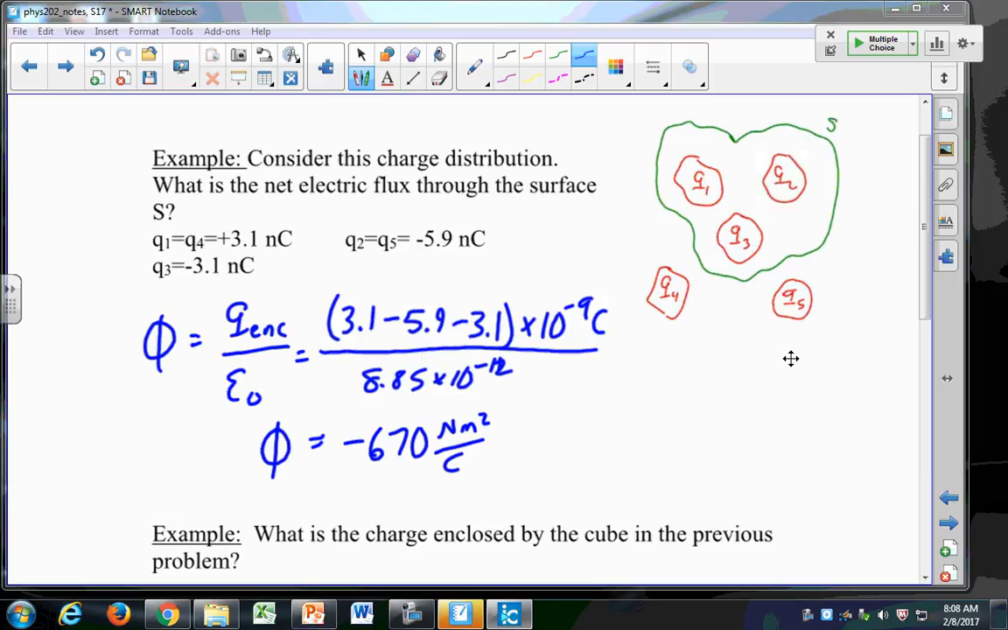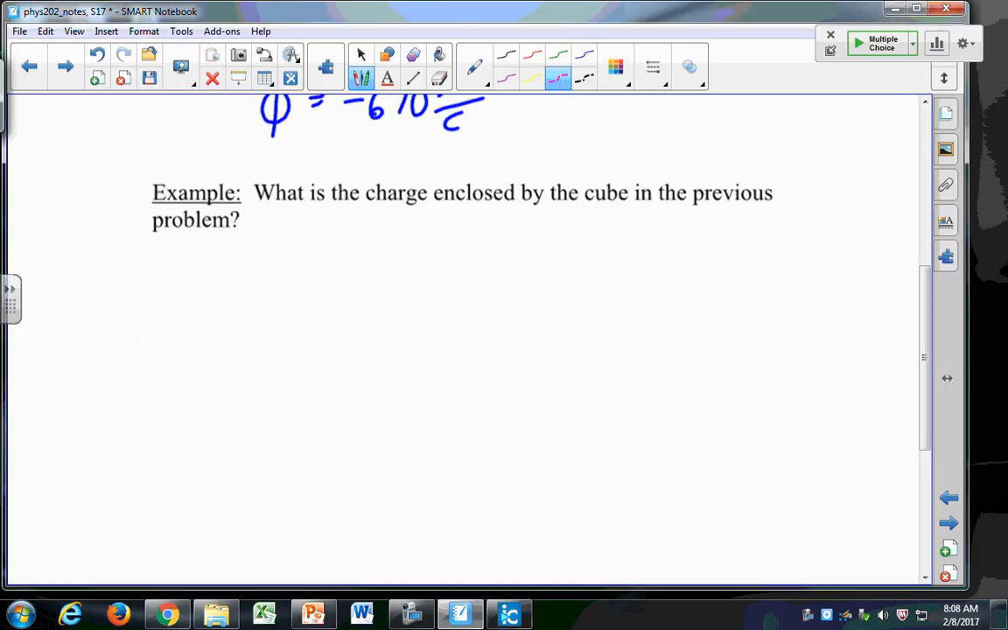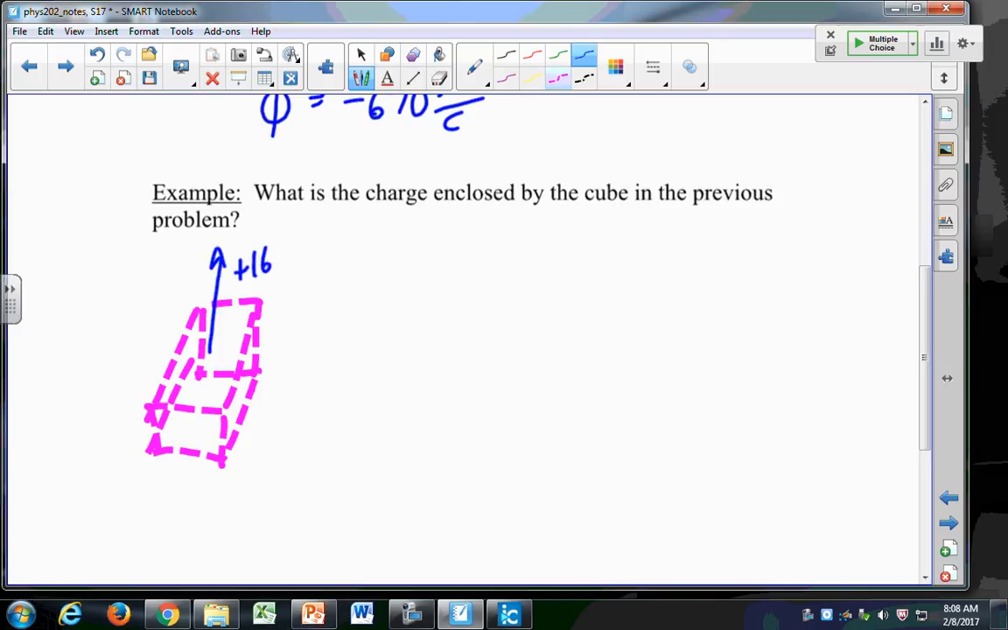All right, so let's look at our cube from the previous problem. I'm just going to remind you that we had this cube. That's a decent cube, right? We have flux that we've already calculated. We said that this was plus 16 newton meters squared per coulomb. We said that this was 36 newton meters squared per coulomb. And that this is negative 12 newton meters squared per coulomb. Those were the three sides that we did.